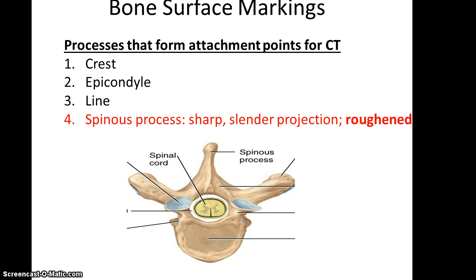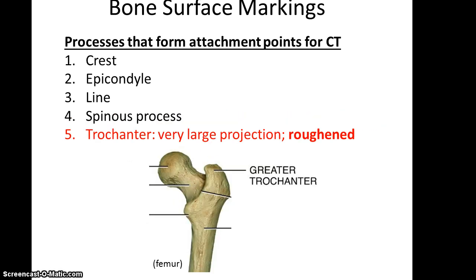Spinous process. A spinous process is a sharp, slender projection. So, for instance, when you feel your backbone and you feel those lumps of your vertebrae, that is the spinous process of each vertebra. And it's roughened. Rough, rough, rough. A trochanter is a very large projection. Again, it's also rough because this is a site of attachment. So here at the proximal end of the femur, you see the greater trochanter.